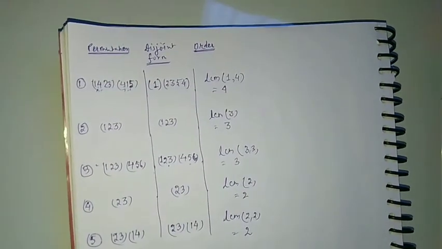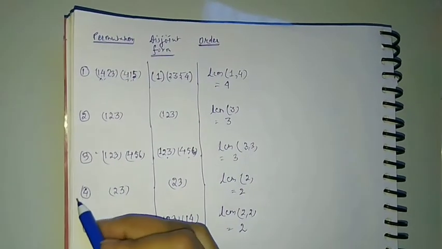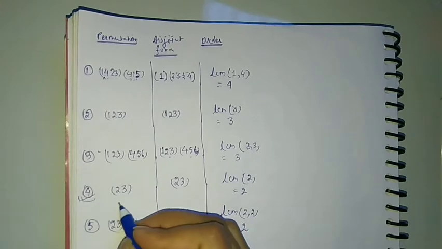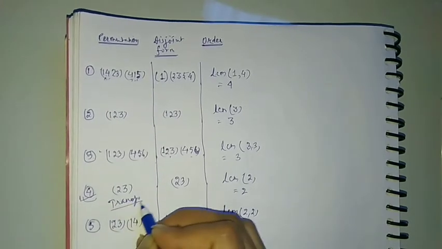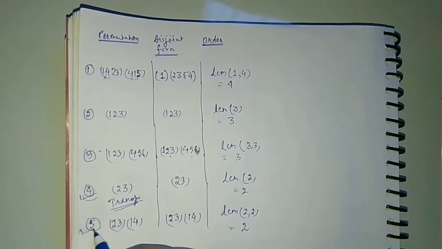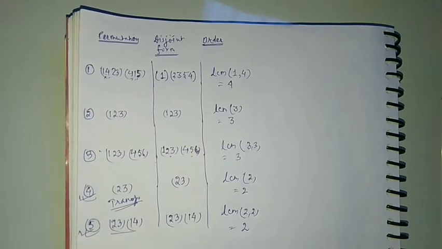In our examples here, example number 4 is an example of transposition. And in example number 5, this is a product of two transpositions, the first transposition and the second transposition. So this is the product of two transpositions.